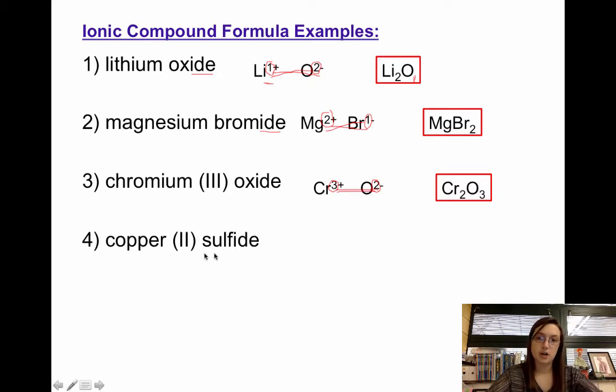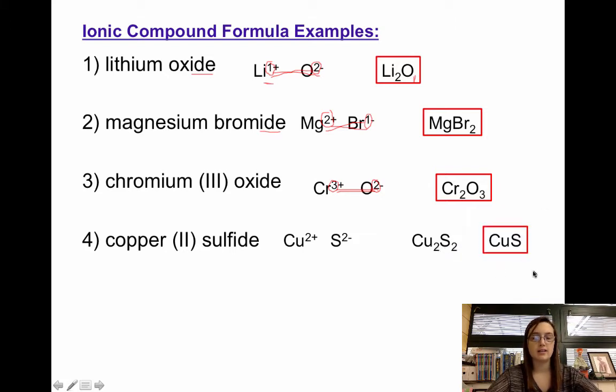Now finally, let's do copper 2 sulfide. So copper 2, this tells me that Cu is 2+. Sulfide represents sulfur from the periodic table, so it's S2-. Now, let's crisscross this. The 2 comes down, the 2 comes down. That gives me Cu2S2. But notice that both of these subscripts are divisible by 2. If I divide both of these by 2, I get CuS. So this is what it means when it says reduce if possible. So we can reduce this down to just CuS.